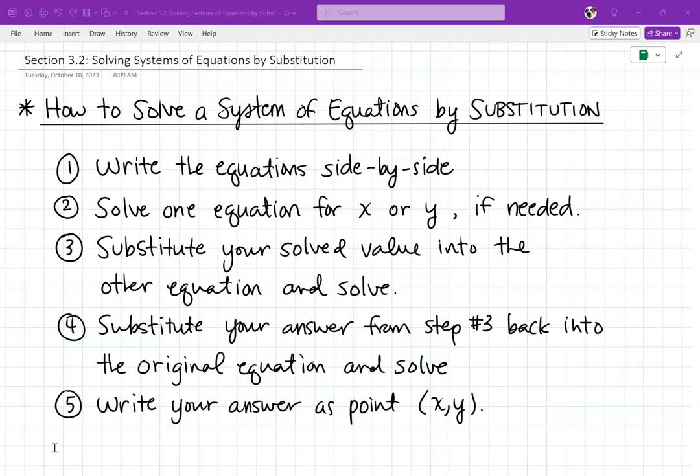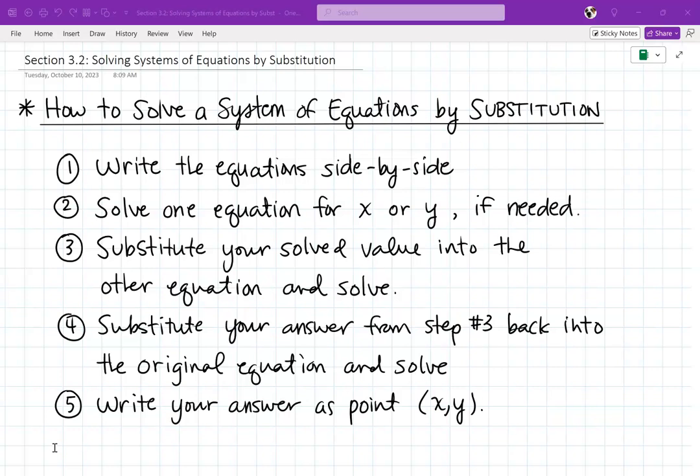So substitution, for me personally, is the best way. Actually, Cramer's rule is the best way, but we're not going to learn that. That's more of a trig thing, matrices and stuff. But substitution is my favorite of the ones that I teach you here.